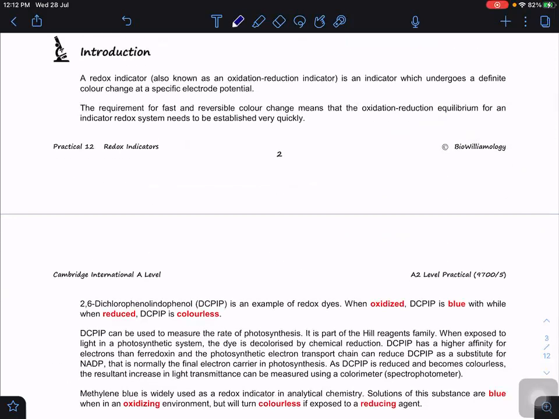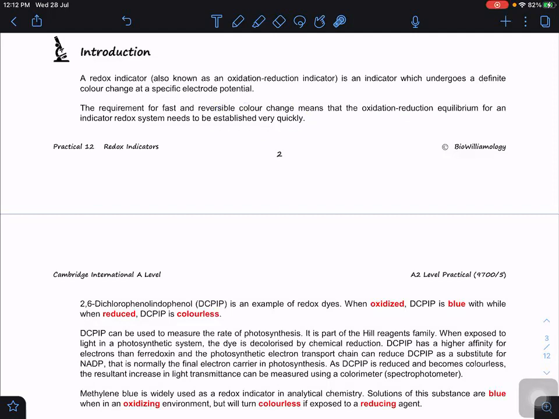Let us look at this. A redox indicator, also known as an oxidation-reduction indicator, is an indicator that undergoes a definite color change at a specific electrode potential, or what I call an oxidation state. The requirement for a fast and reversible color change means that the oxidation-reduction equilibrium for an indicator redox system needs to be established very quickly.